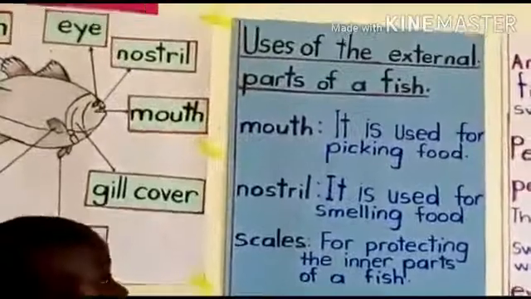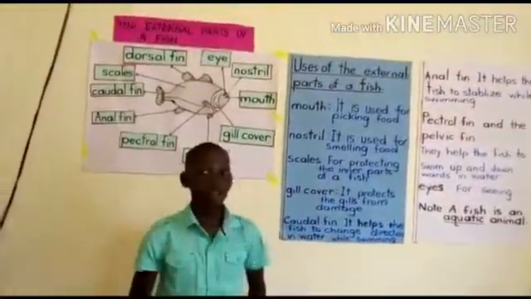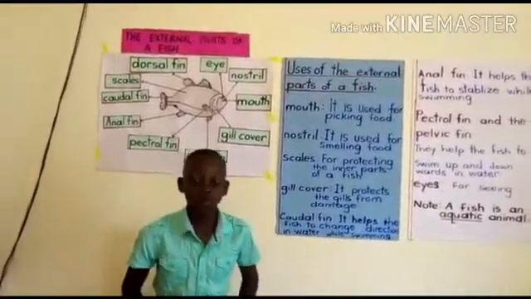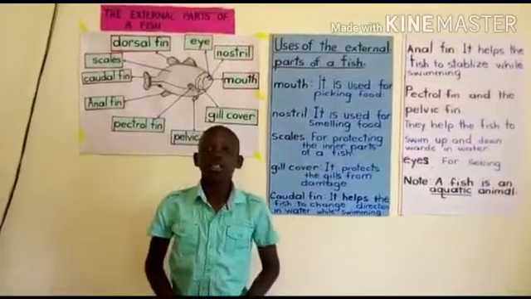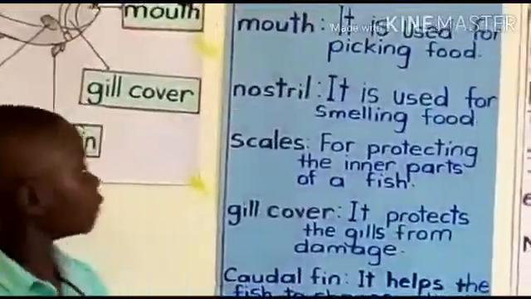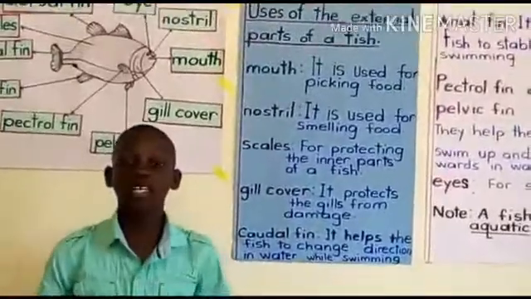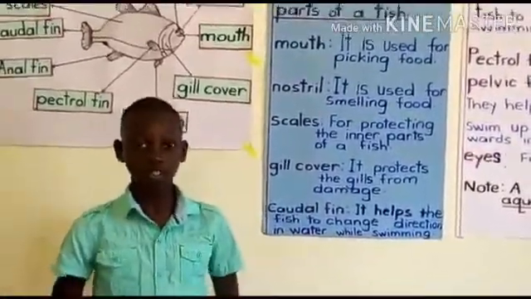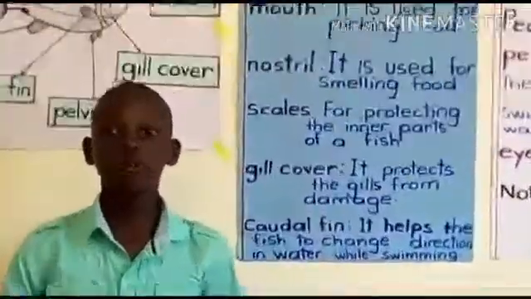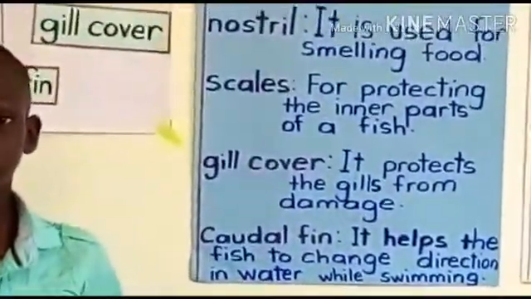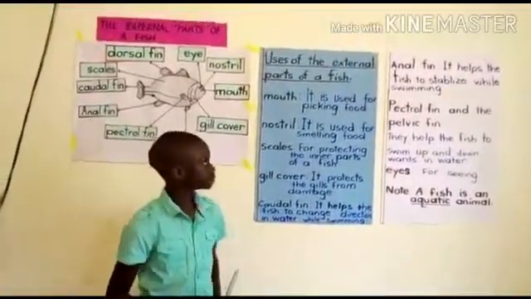The mouth. It is used for picking food. The nostril. It is used for smelling food. The scales. They protect the inner parts of a fish. The gill cover. It protects the gills from damage. The caudal fin. It helps a fish to change different directions while swimming.